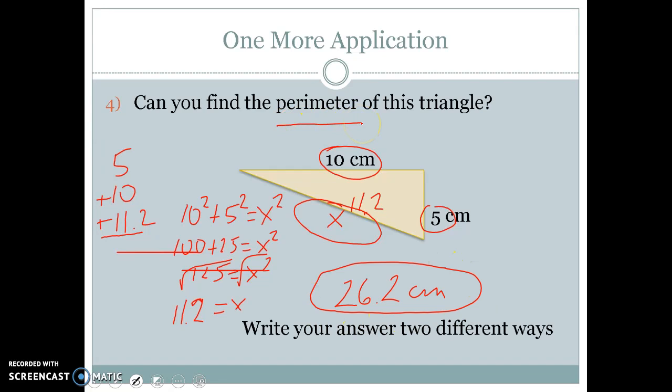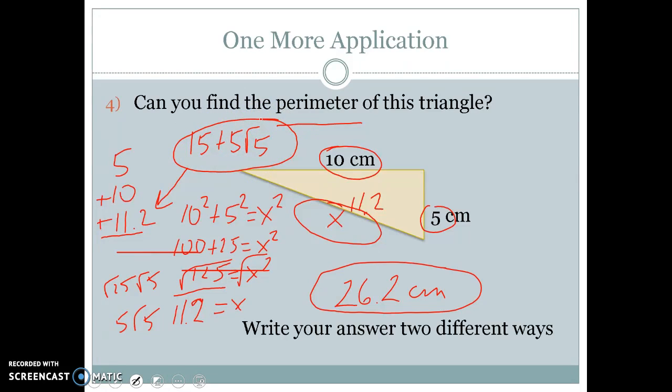So the other way that I could have written this is the square root of 125 can be written as the square root of 25 times 5, which is 5 radical 5. So if I were to stick that here, I would have 5 plus 10 is 15 plus 5 radical 5, and I would have to leave it like that. That's what the exact perimeter of that triangle is. And of course, this is assuming that it's a right triangle. The Pythagorean theorem only works in right triangles.